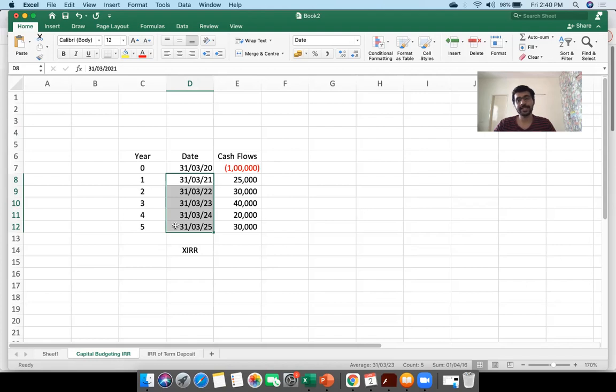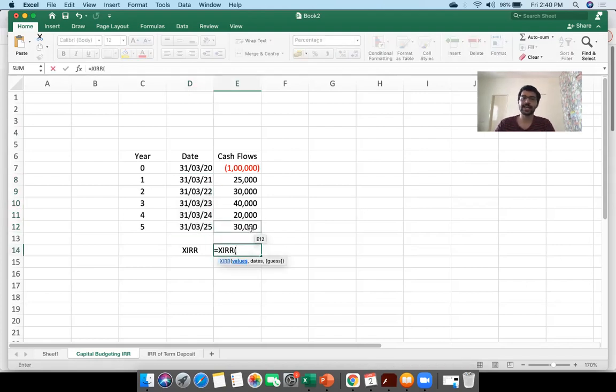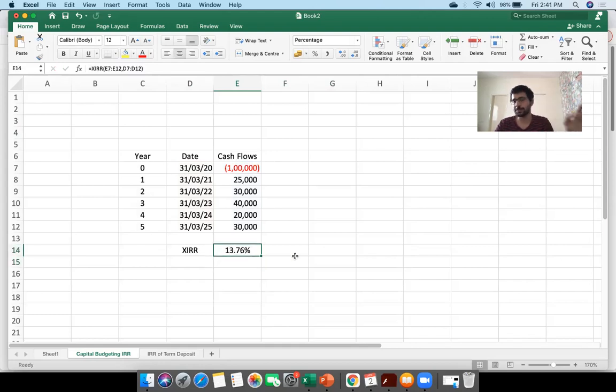One way of calculating XIRR, like I said, is using the Excel function, which I'm using right now. As XIRR, it's asking me for the values, and then it's asking me for the dates. Then I just close it. It's saying that the XIRR is 13.76%. This is nothing but the rate of return that you're earning on the investment of 1 lakh. Your return is 13.76%, right?